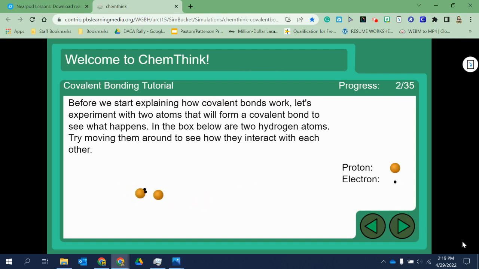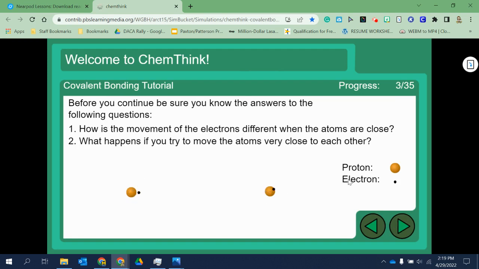And so before we continue, be sure to know these things, right? How is the movement of the electrons different when the atoms are close? And what happens if you try to move the atoms very close to each other? Again, when they're far apart, these electrons are going all over the direction, north, south, east, west. When you bring them here, they're just moving in the same direction as the other electron, right? And when you move them close enough together, they become bonded with each other and they do not come apart. So these two electrons are sharing that shell, sharing those pairs of electrons in its shell.